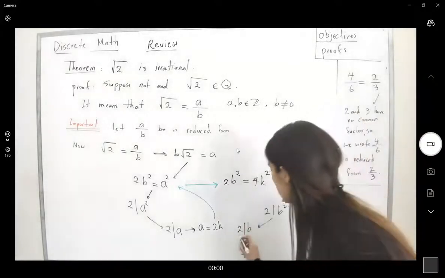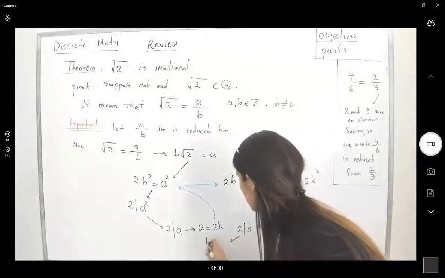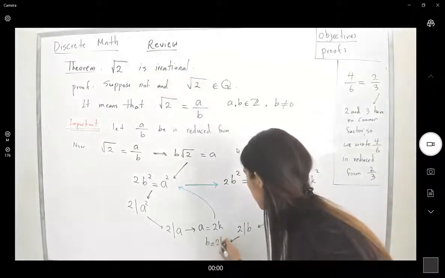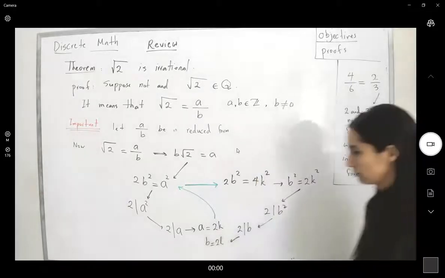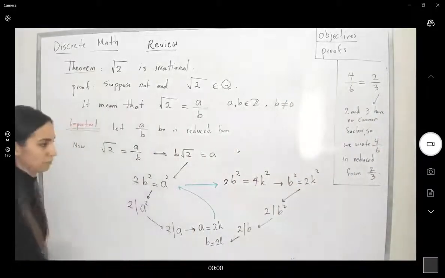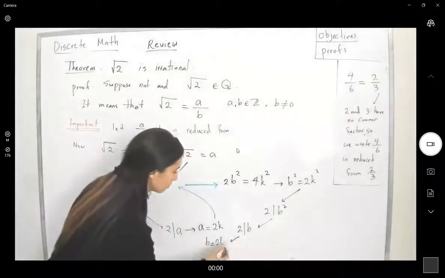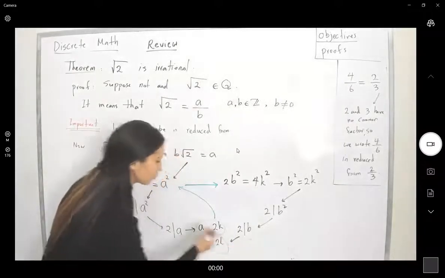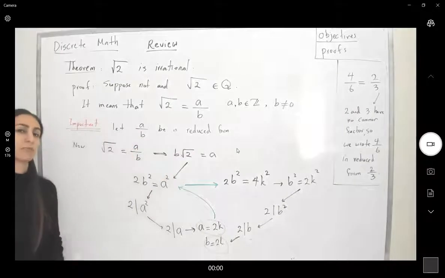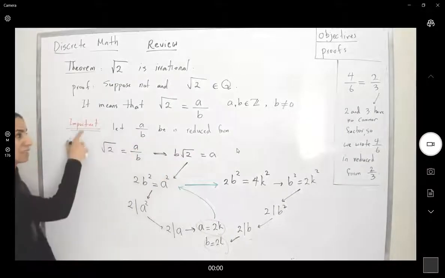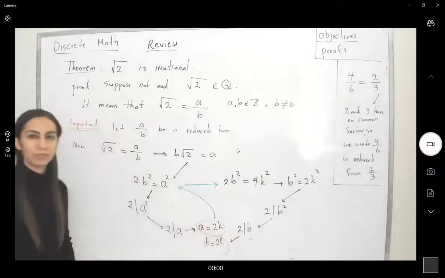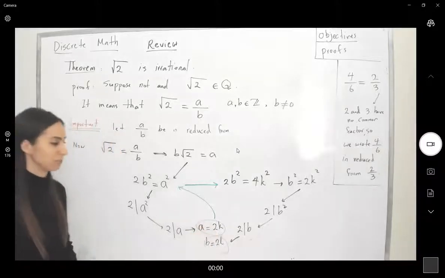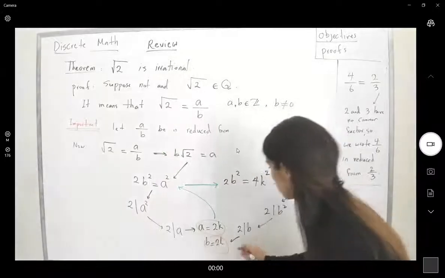It means that b is equal to 2l. Okay. b is 2l, a is 2k. What's the meaning of that? It means that a and b have a common factor 2. This is our contradiction.